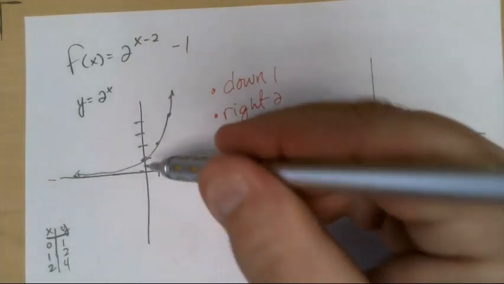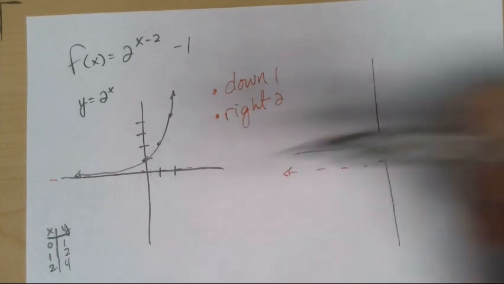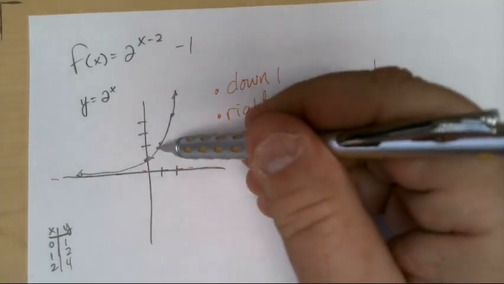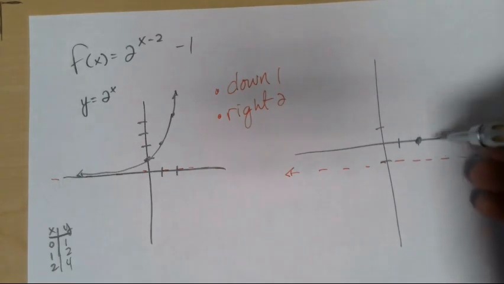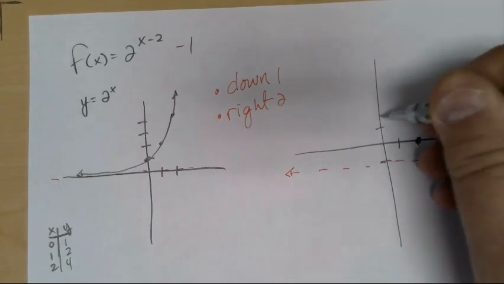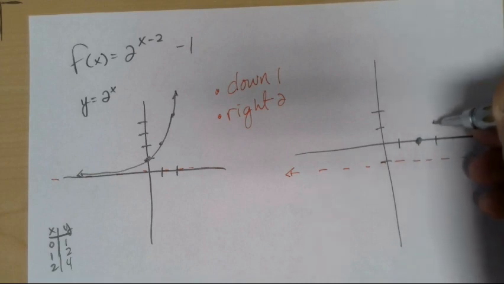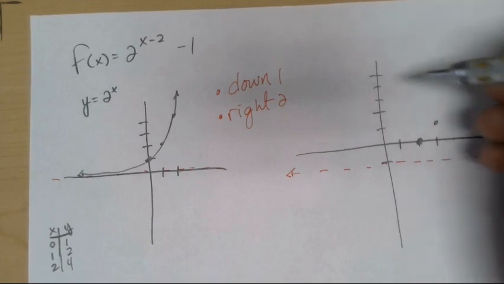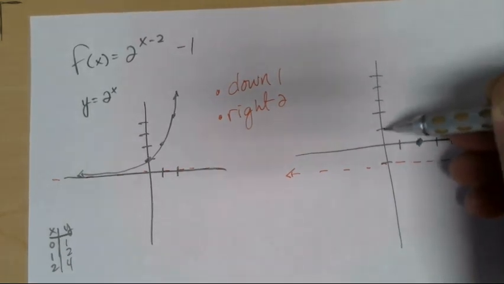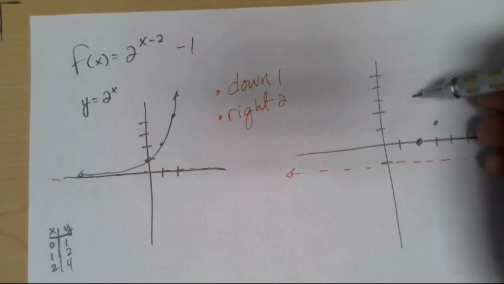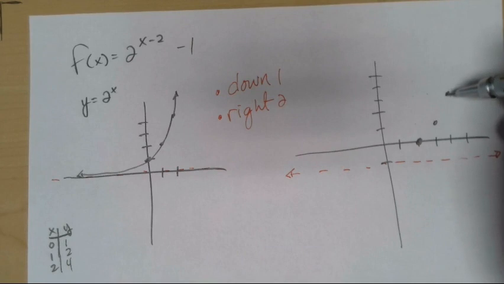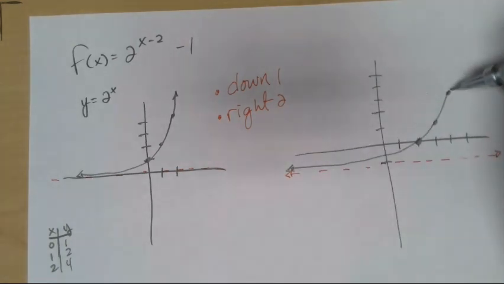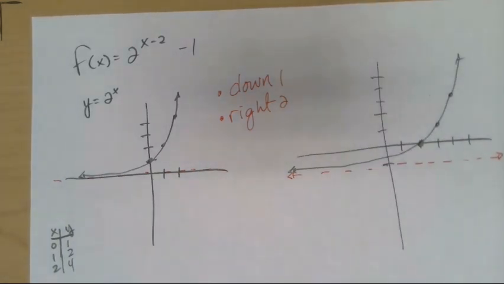Then I just need to take every one of these points and go down 1, right 2. So down 1, right 2, puts it right there. Down 1, right 2. So it was here. Down 1, right 2, right there. And this was at 2, 4. So 2, 4 right there. And it goes down 1 and right 2. And there is my graph.